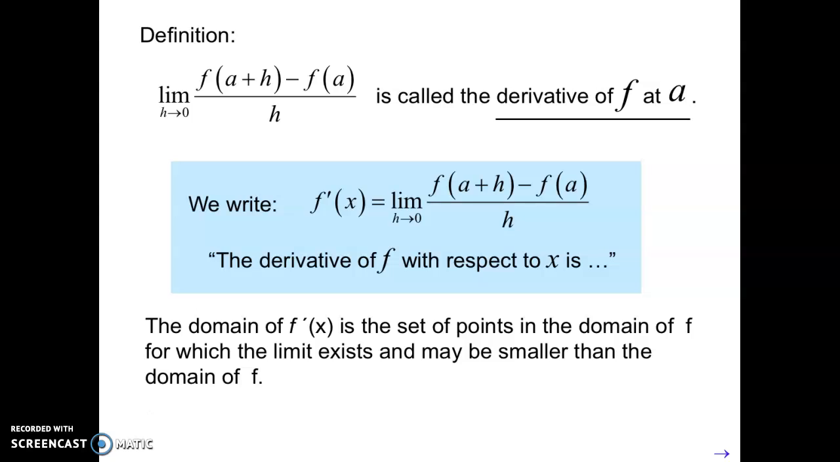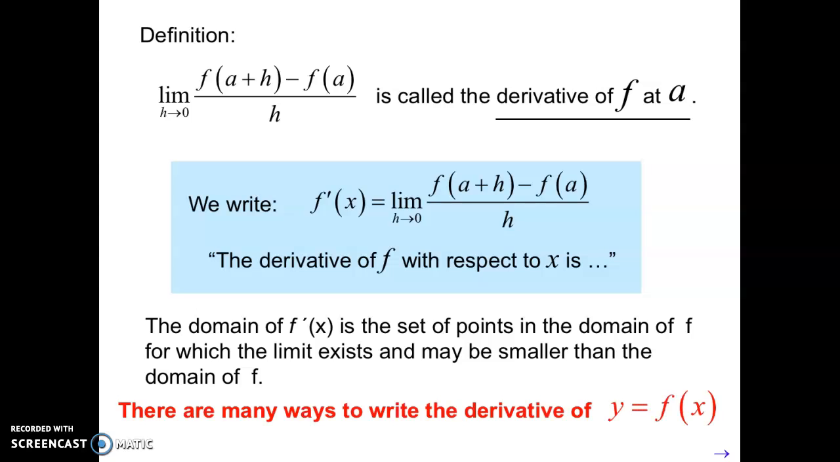So the domain of the derivative is the set of points that are in the domain of the original function, but there might be a couple of points that have to be taken out, where the limit will not exist for that difference quotient. So it may be a little bit smaller than the original domain, but it can never be bigger.